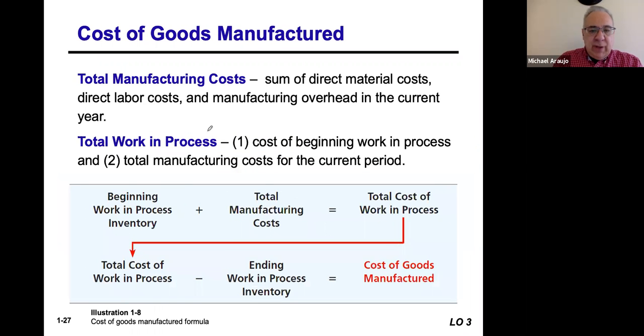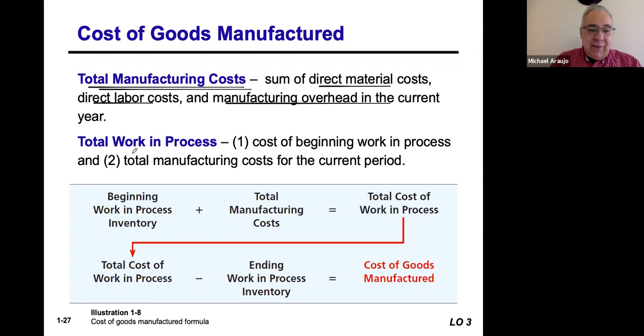So this is what it's going to look like. Remember, your total manufacturing costs are your direct materials plus your direct labor plus that manufacturing overhead. You already saw that in the chart in the last objective. So that's your total manufacturing costs. That's important to know.